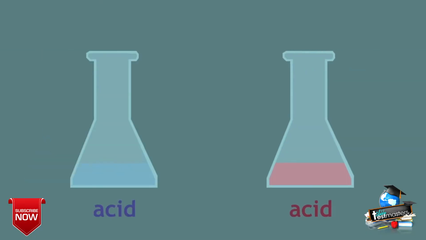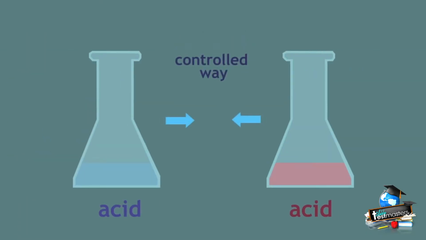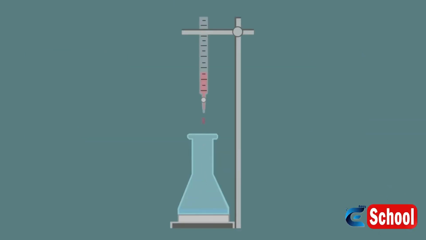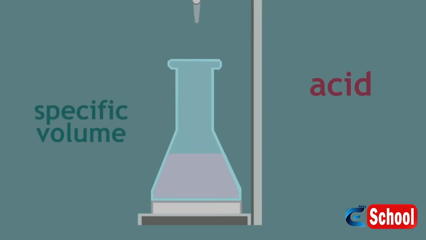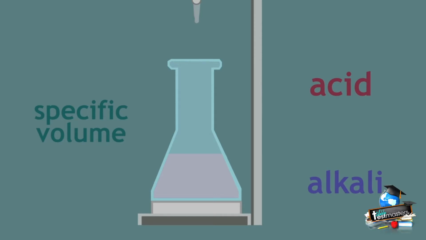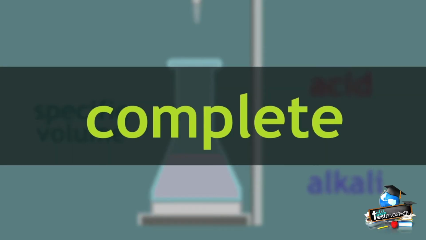You can react an acid and alkali together in a controlled way by either adding the acid or the alkali to its opposite using a burette until neutralization is achieved. This is a process called titration. Once an indicator has changed colour at a specific volume of either acid or alkali, you have met the endpoint and the titration is complete.